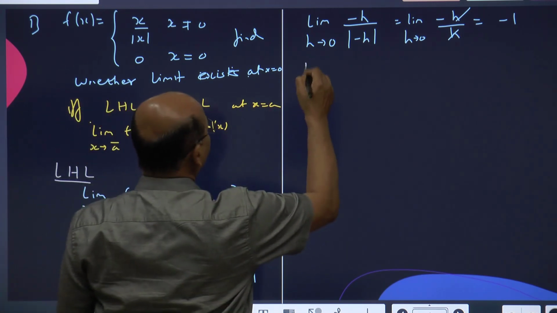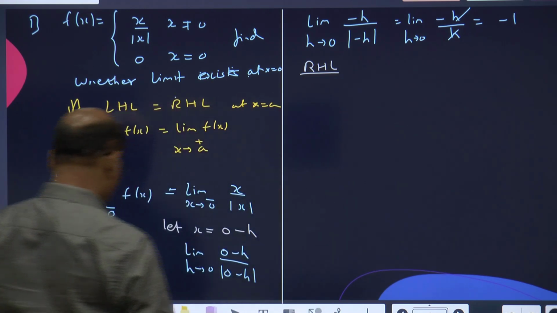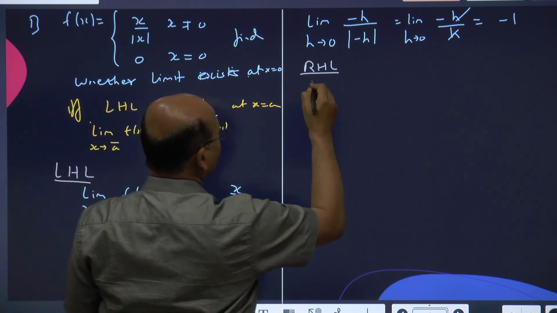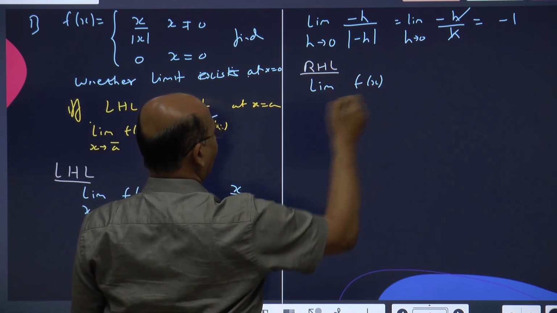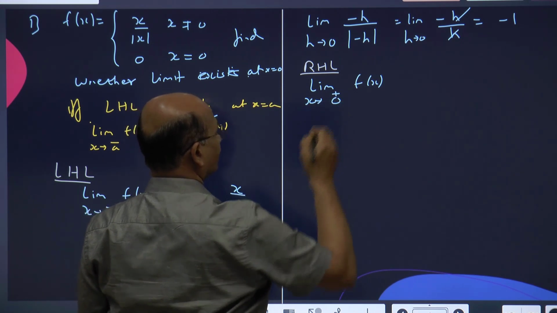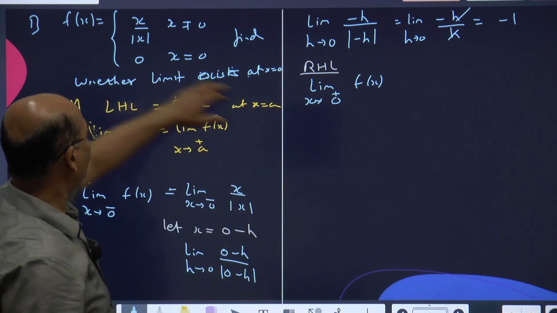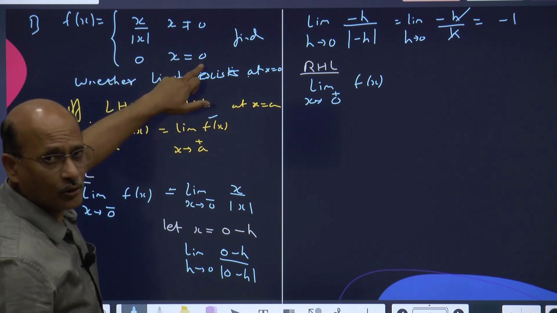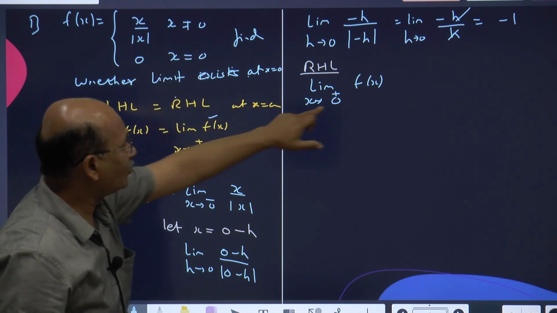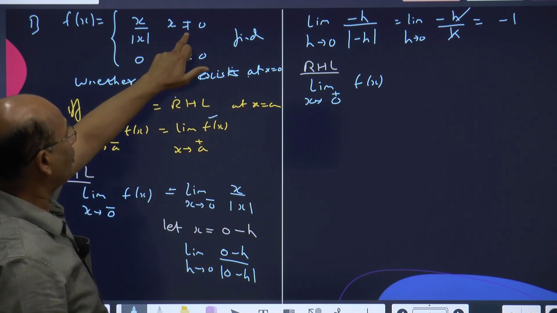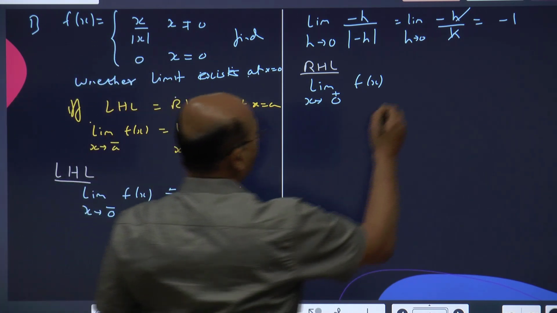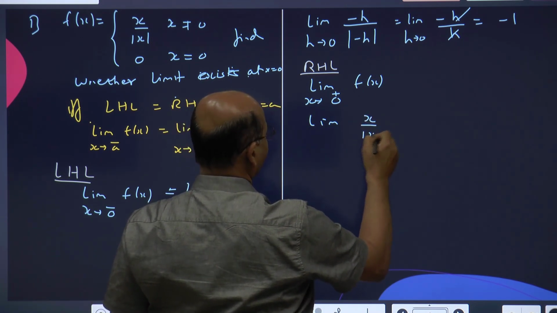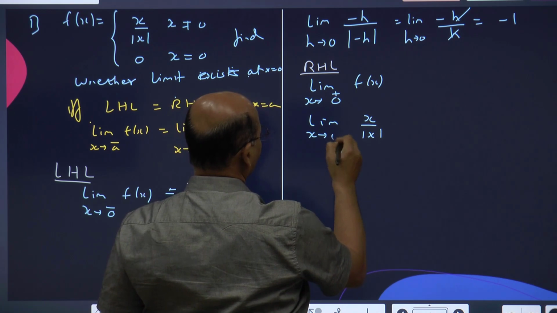Similarly, let us come to the right hand limit. Now what happens with the right hand limit? This is my right hand limit. So this will become the limit of f(x) as x tends to 0 plus, that is, from the right of 0. Which function do you have to take? Right of 0. Look here, this function is for x equal to 0 and this is for x not equal to 0. 0 plus means greater than 0. So the same function I am going to use here: the limit of x upon modulus x, please pay attention, as x tends to 0 plus.